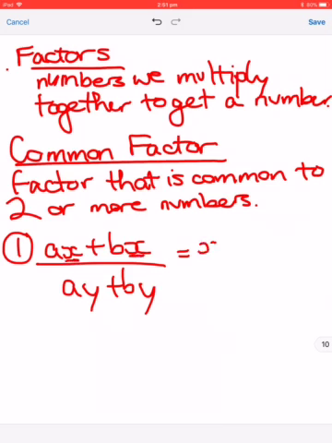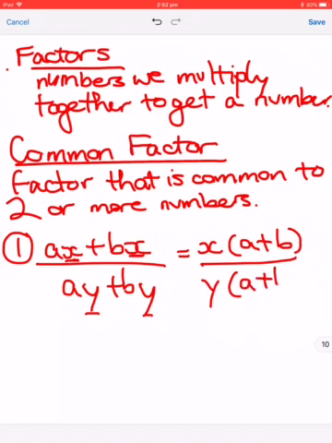So we bring x out the front and we do x times A plus B, divided by, and then we've got y in here and y in here. It is the factor that is common to both terms, so we go y outside of A plus B. So we've got x outside of A plus B divided by y outside of A plus B.